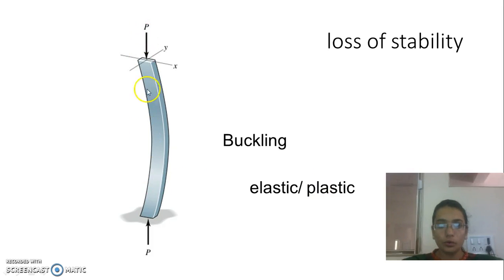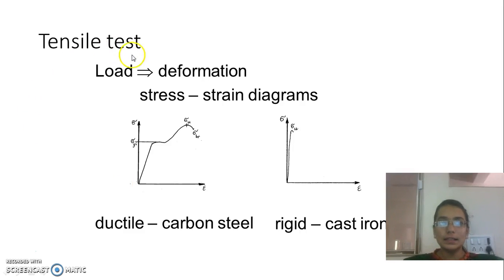If we are applying load from the upper side and the lower side, the bar is bending and we consider the elasticity and the plasticity of that bar. Now the tensile test of that material: the load versus deformation. This is the stress-strain diagram. For the ductile carbon steel, it will increase, then remain constant, then increase and decrease in form. It will come to the yield point and it will break at a certain point.